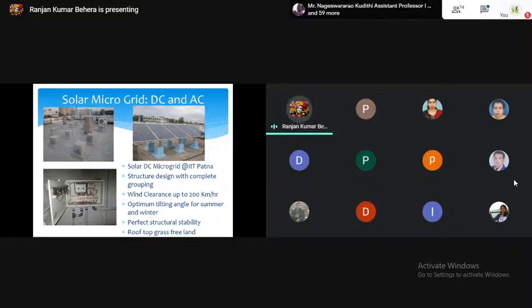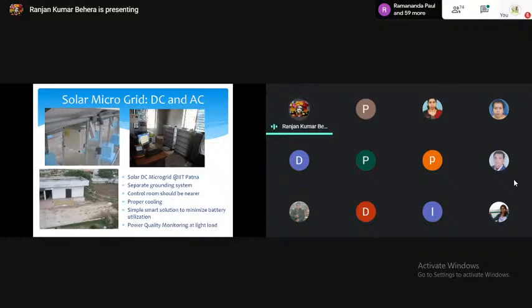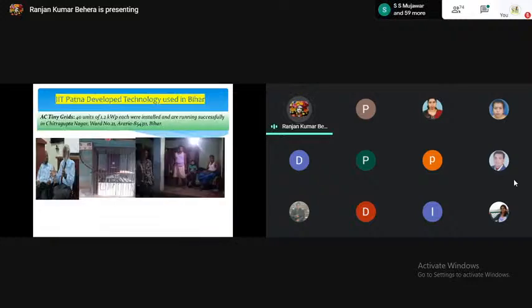Then we designed in IIT Patna a system where you can have wind clearance even up to 200 kilometer per hour, and we have also designed the optimal tilting angle. It is a beautiful design and it is working till now. So the most important thing in the solar system is to design the grounding system specially. Okay. And then the battery utilization, minimization of the battery utilization, is one of the important things.